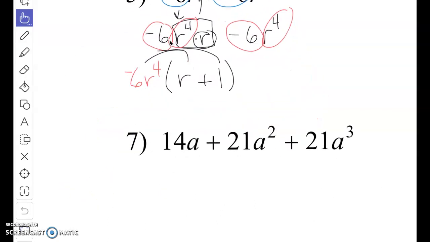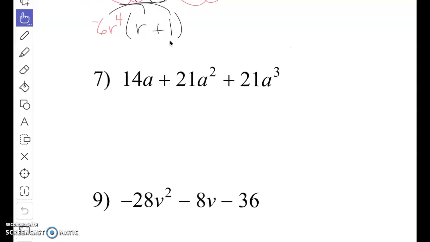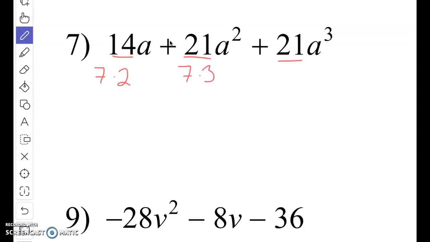So you can do it when there's more than one part. A lot of people don't really know that you can, but if there's three parts, if they all have a greatest common factor in common, you can pull it out. So I'm going to look at this one, number 7. I'm looking just at the numbers first, and I realize that this could be written as 7 times 2, and this could be 7 times 3, and this can also be 7 times 3. And then I look at the letters.